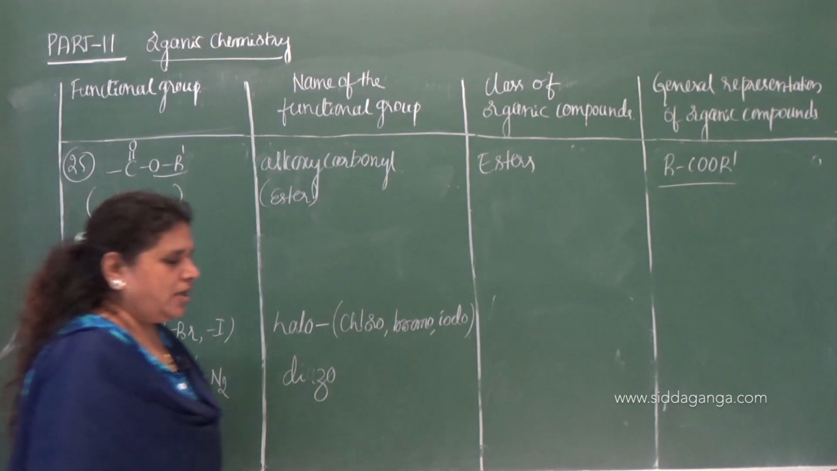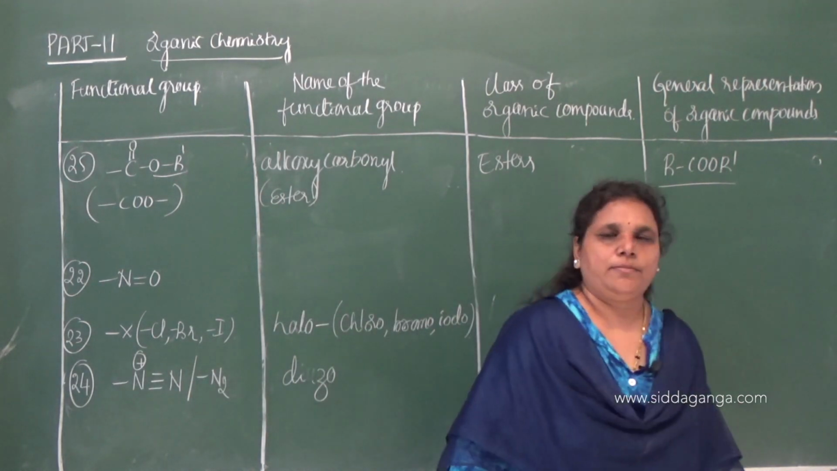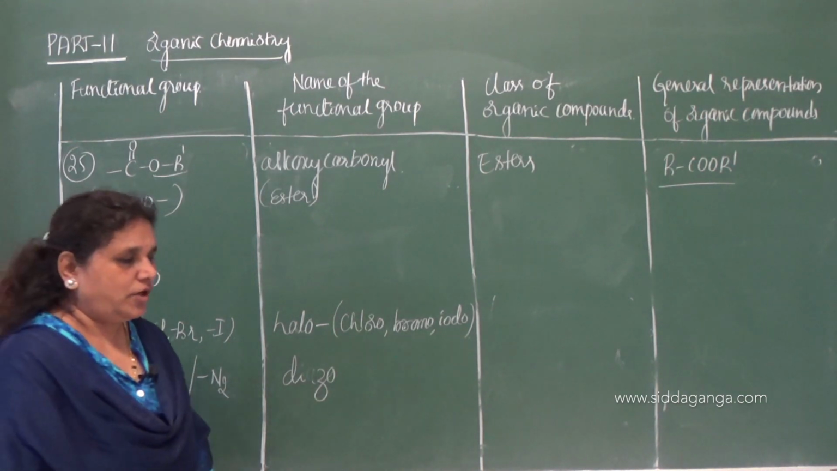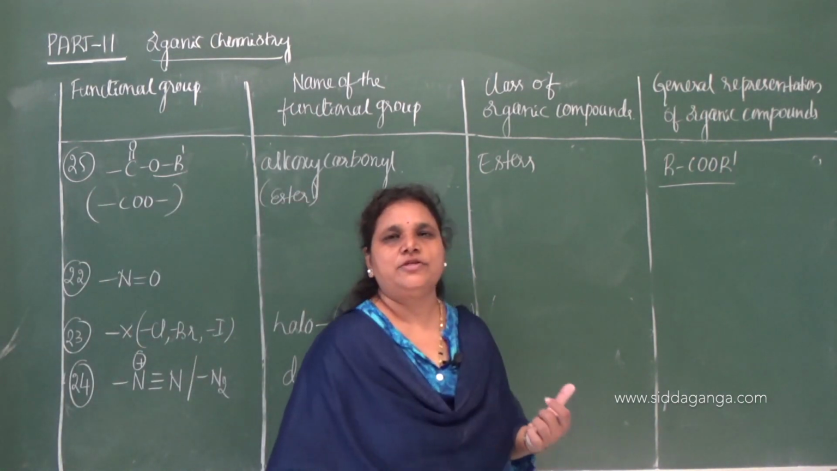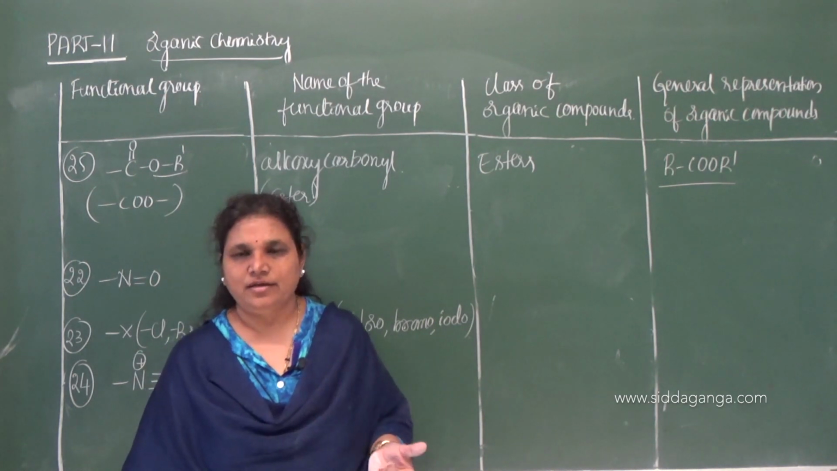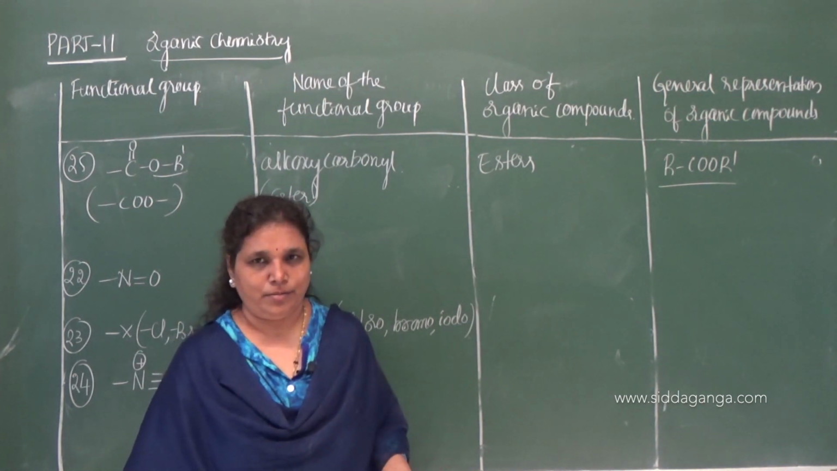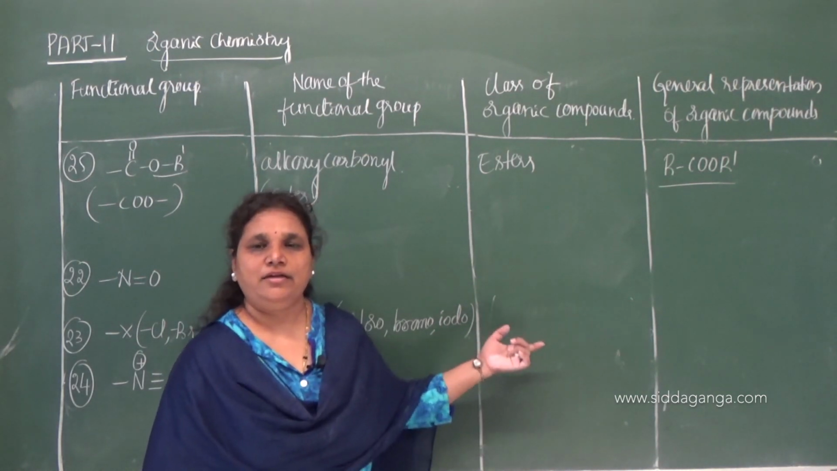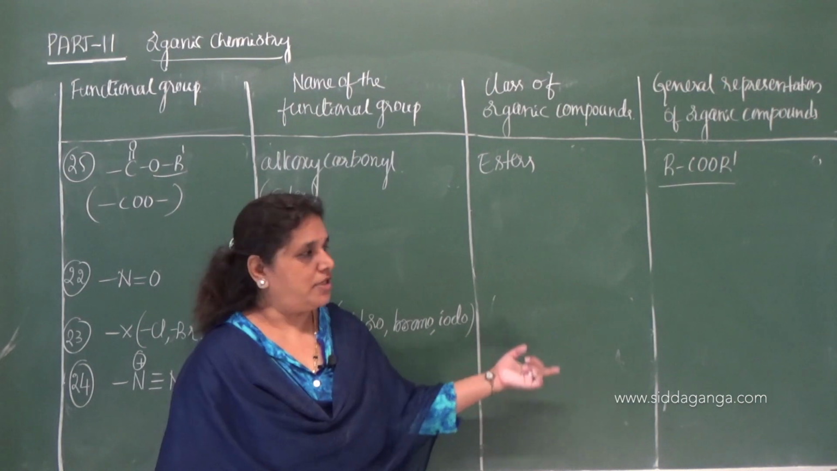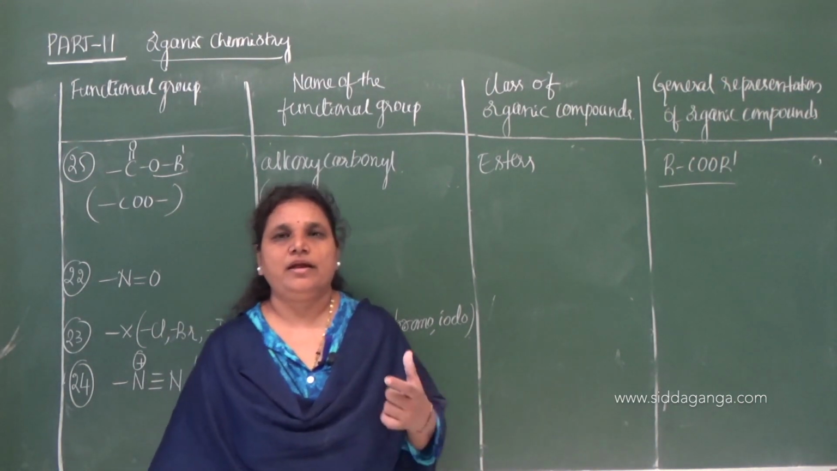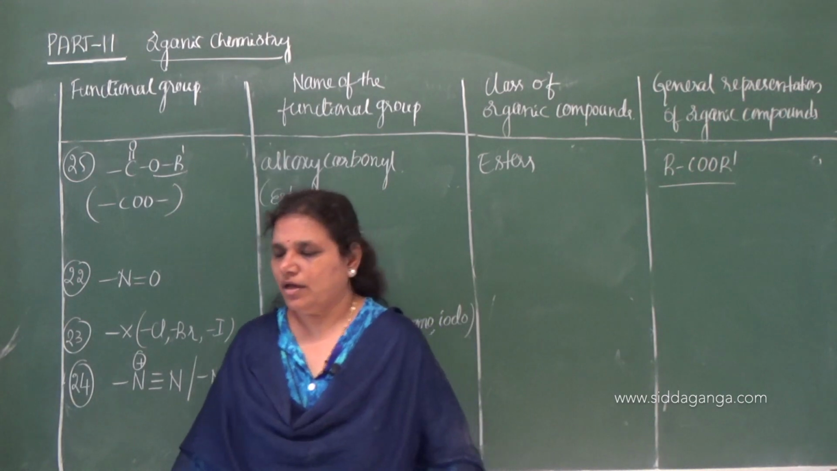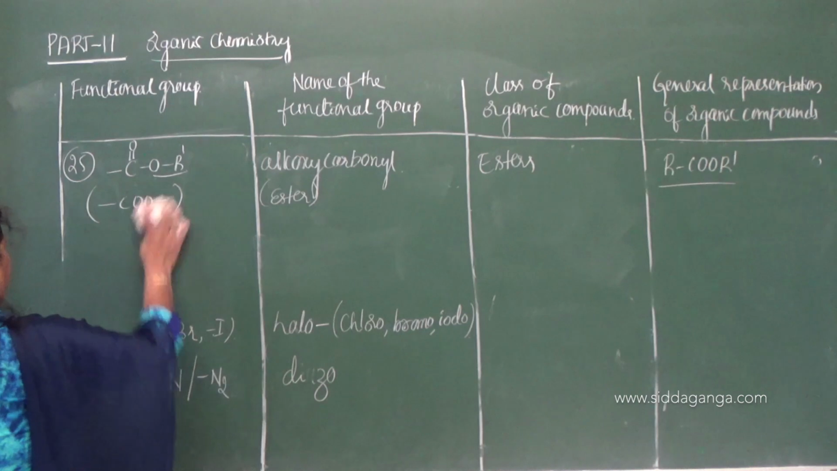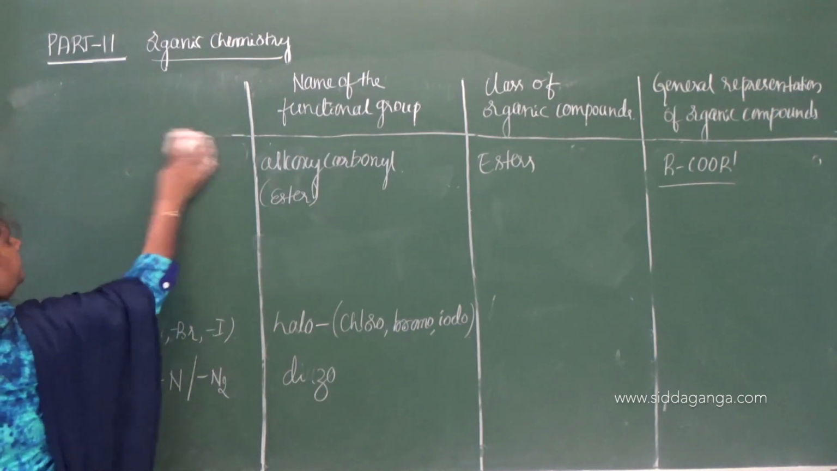So this is about the classes of organic compounds based on the functional group. Try to remember the name of the functional group, try to identify the functional group in a given organic compound, and try to remember the general representation of the different classes of organic compounds. That helps you in writing the general reactions and properties. Now let us move on to the next concept.